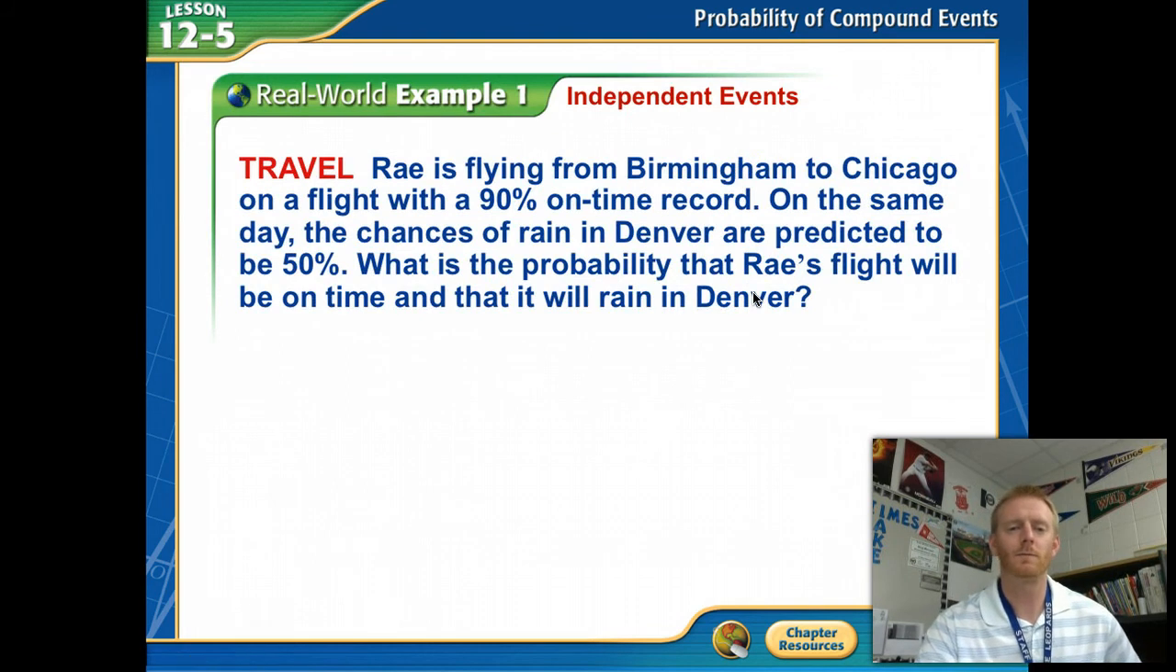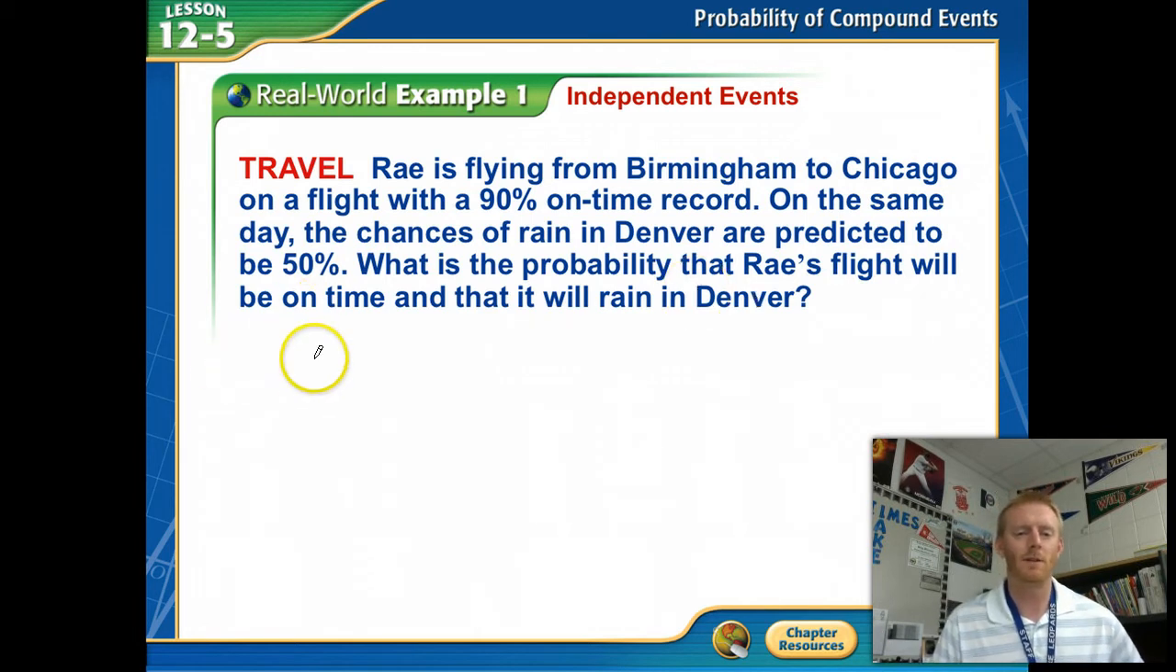So here we go. We have this Ray. She's flying from Birmingham to Chicago with a 90% chance of being on time. On the same day, the chances of rain in Denver are 50%. What's the probability of her flight being on time and that it will rain?